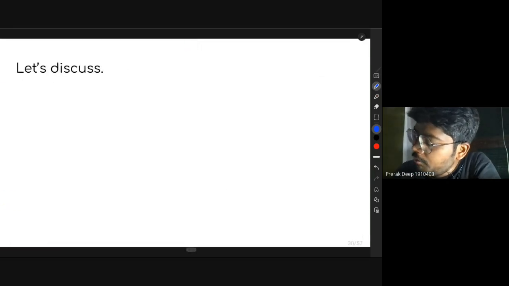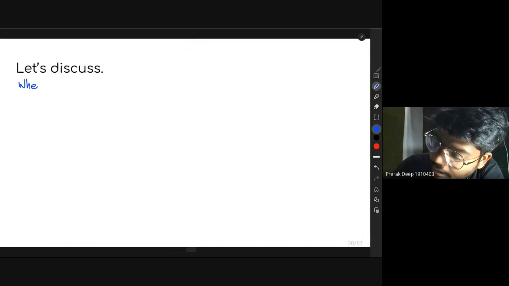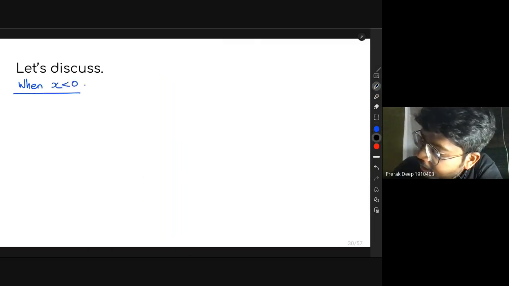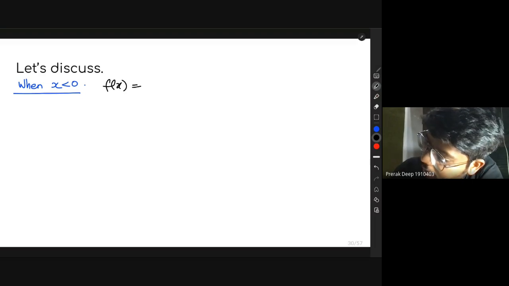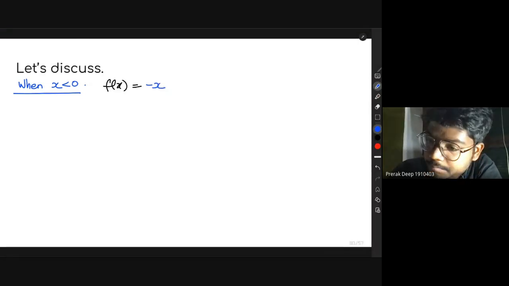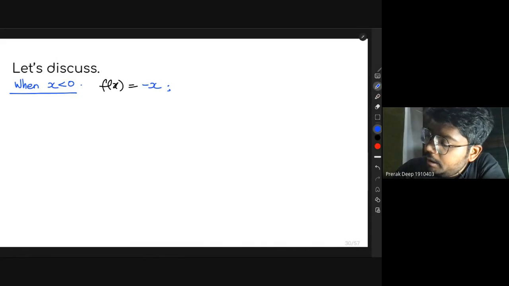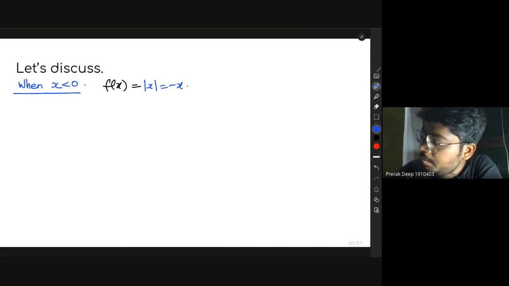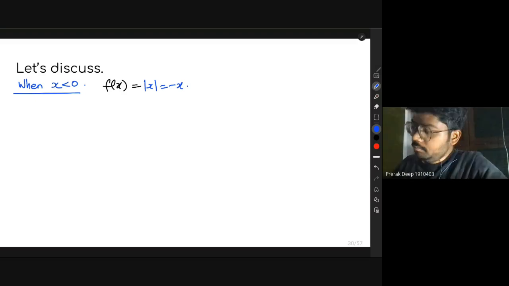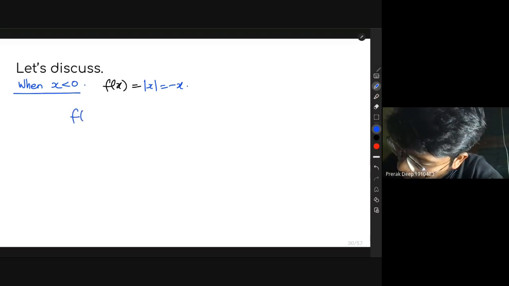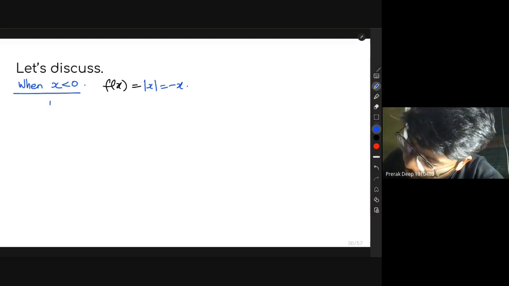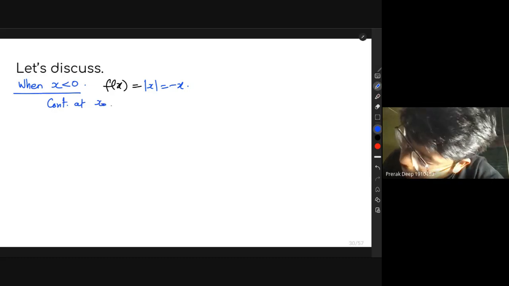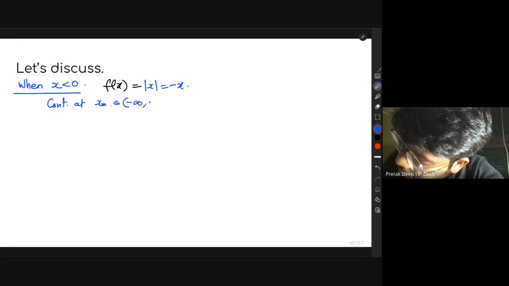Okay, now what happens when x is negative? In this case, my function f becomes minus x, the modulus of x becomes minus x. So again, I go back to the definition and prove the continuity at x naught in this minus infinity to 0 domain.